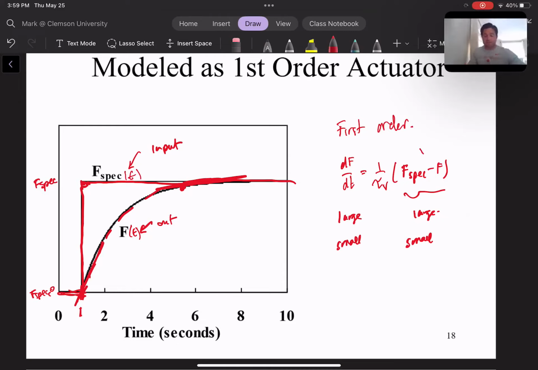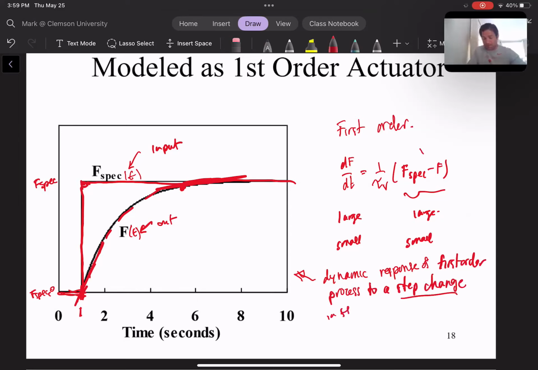So what this plot shows us, to be specific, is the dynamic response of a first order process to a step change in the input.